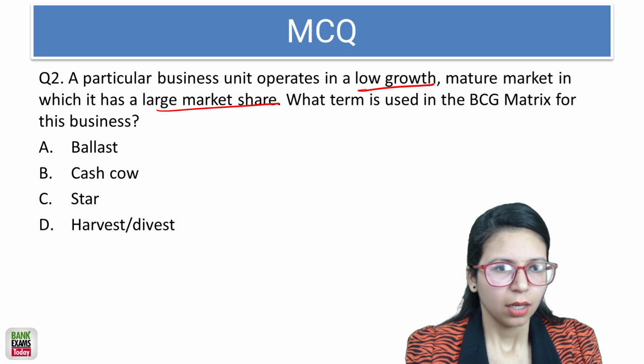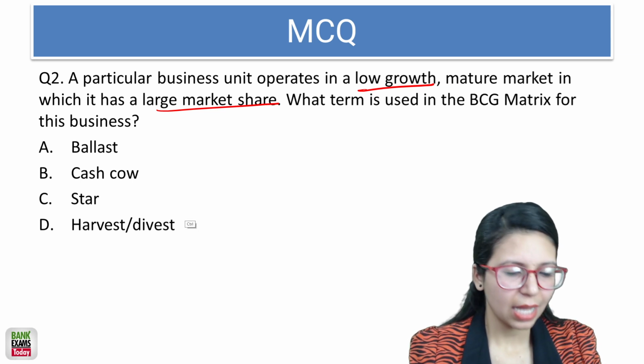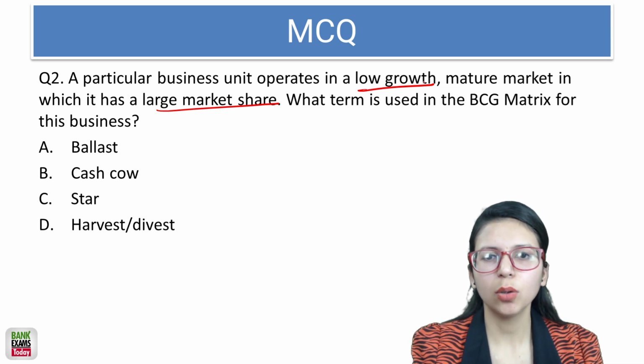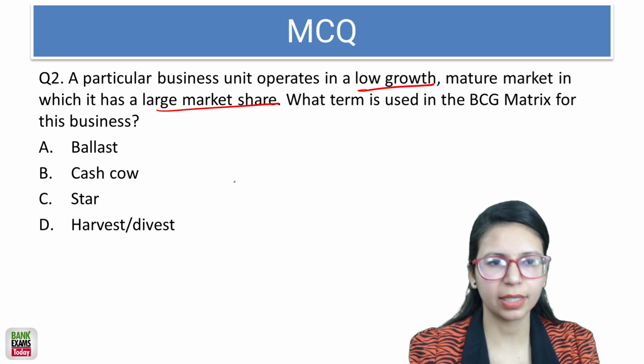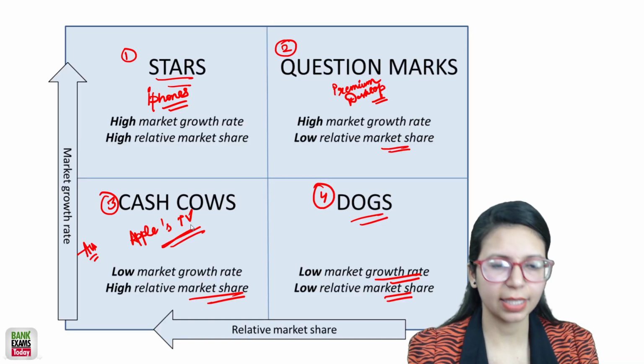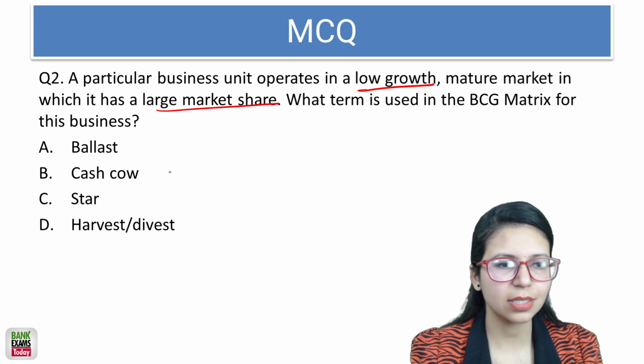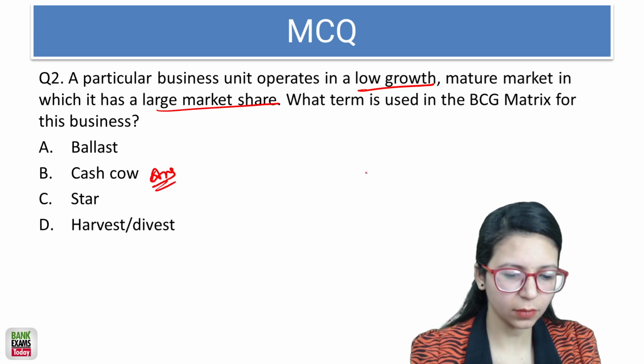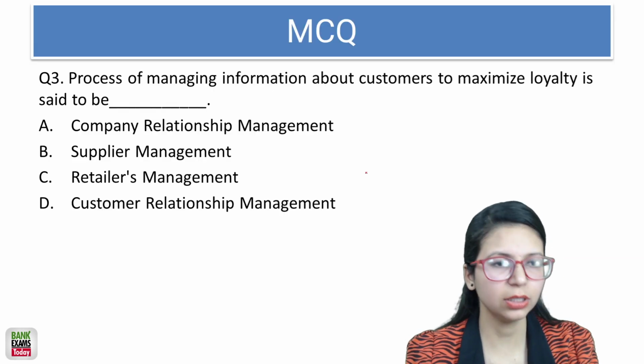Okay, now we'll move on. So our answer here: low growth and large market share is cash cows. So our answer is cash cow. Now let's move on to the next question.